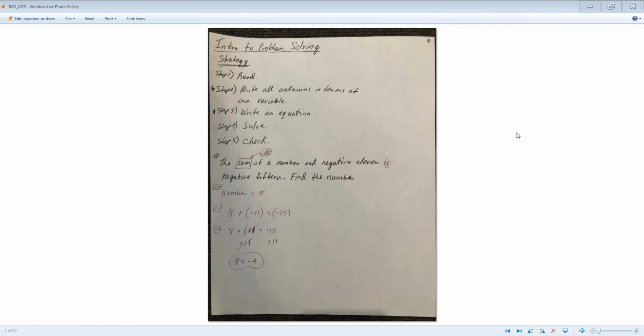The next step is to write an equation. Fourth step is solve, and the final step is to check, make sure you actually answer the question. All right, so let's look at the first example.